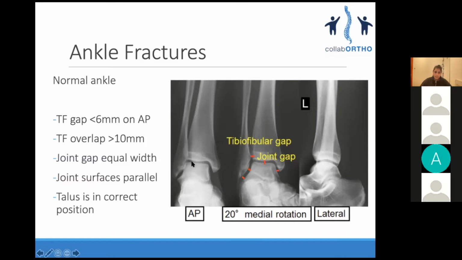You've got your tibial plafond, and you've got a nice joint space going across, and then you've got your medial malleolus there. Essentially, the gap between these 3 bones is pretty much equal. And then on the lateral view, your tibia sits quite nicely on the talus, so it's not tilted anteriorly, it's not tilted posteriorly. So this is what a normal ankle looks like.